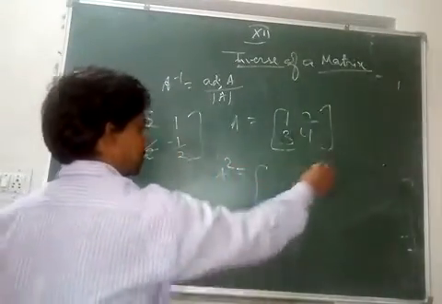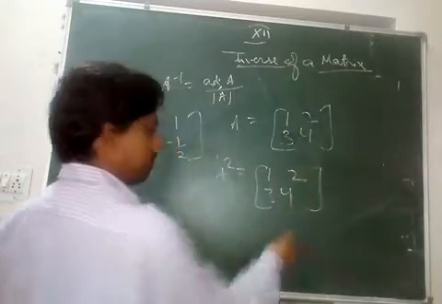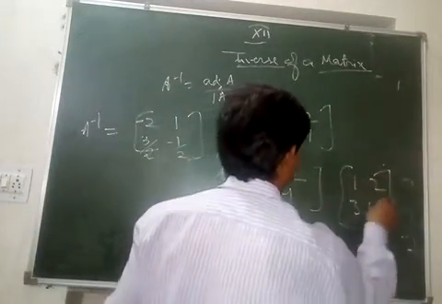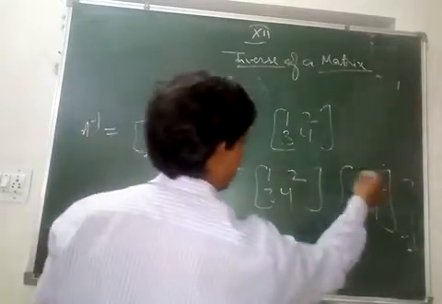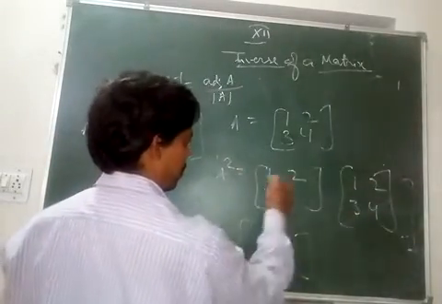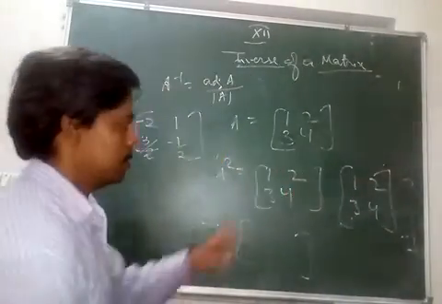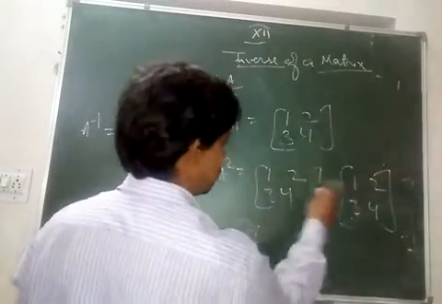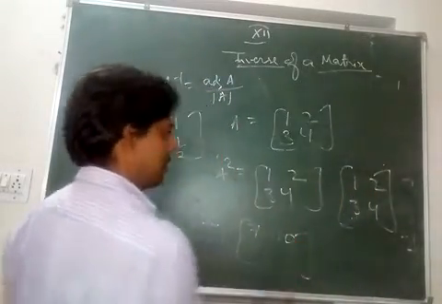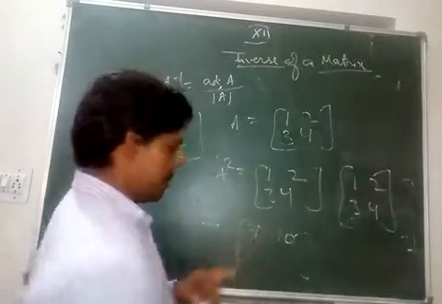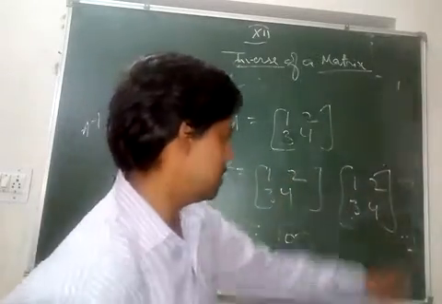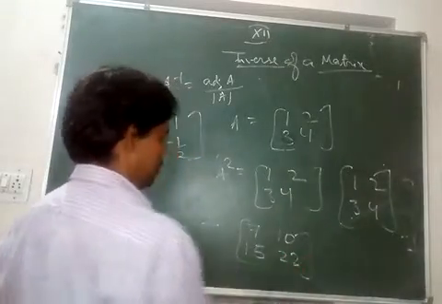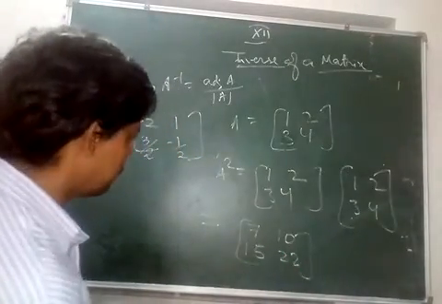A square is 1, 2, 3, 4 times 1, 2, 3, 4. Matrix multiplication is very important. So this multiplied by this: 1 plus 6 is 7. And 2 plus 8 is 10. 3 plus 12 is 15. 6 plus 16 is 22. This is what you are getting for A square.